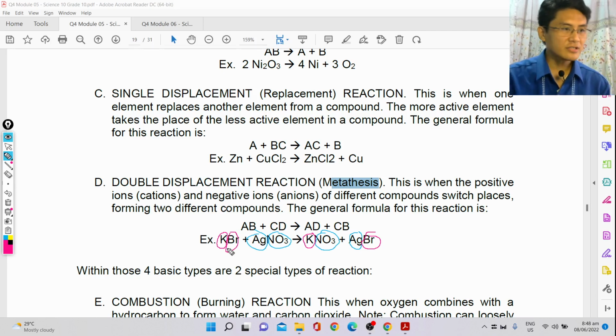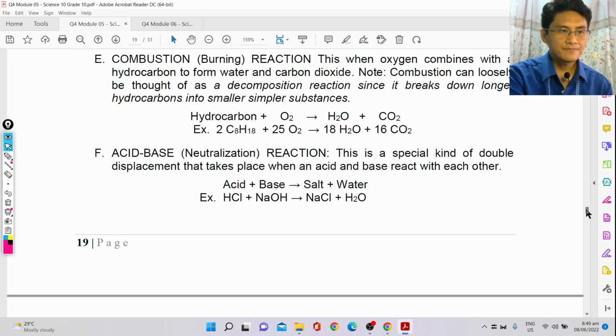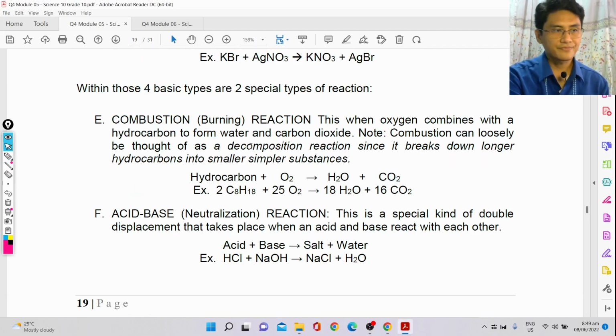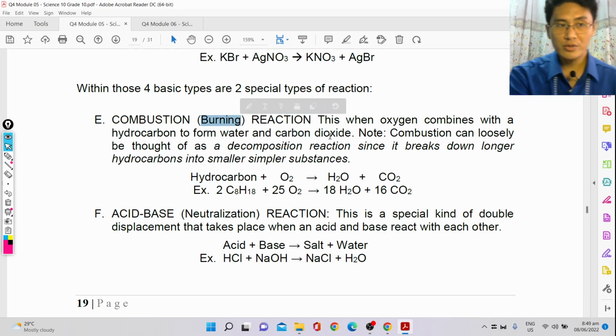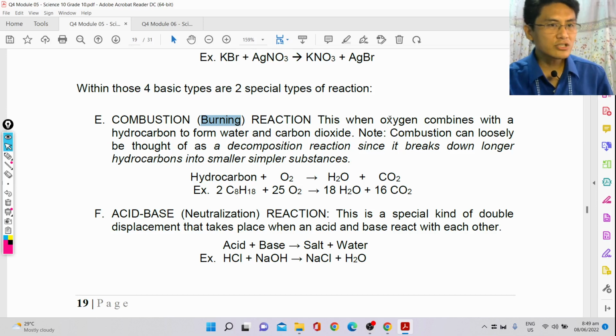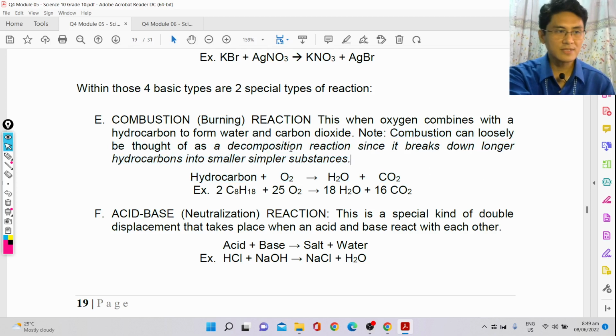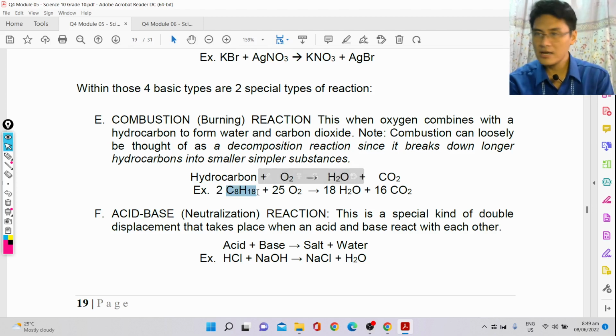Okay, so those are the four basic types of chemical reactions. But there are also, shall we say, special types. Special types like combustion. A combustion reaction is the reaction that you do when you burn things. This is when oxygen combines with the hydrocarbon to form water and carbon dioxide. Note, combustion can loosely be thought of as a decomposition reaction because it breaks down longer hydrocarbons into smaller simple substances. So take note here that you have C8H18, which is octane, the main ingredient in gasoline.